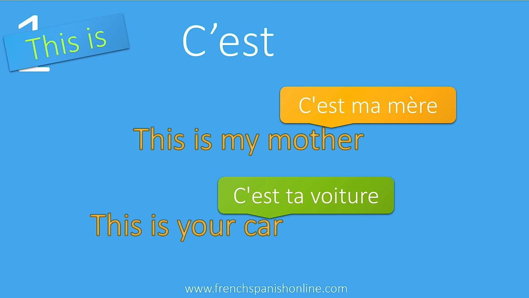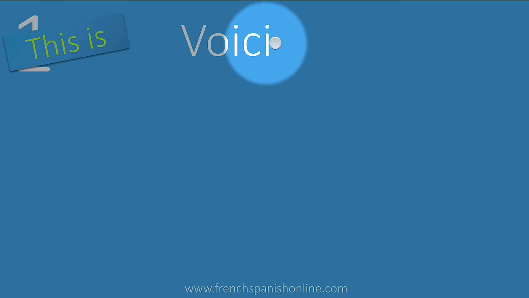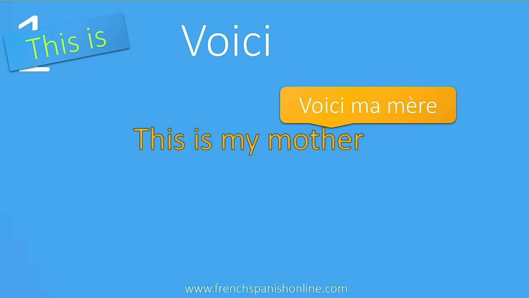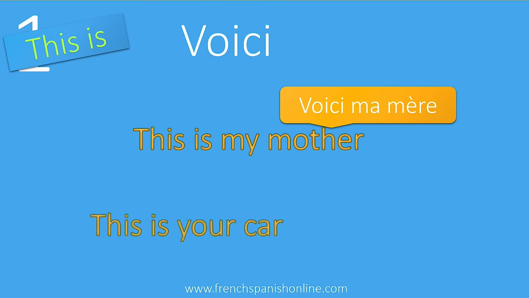So, in this case, we don't use c'est. We use the word voici. Voici instead of c'est. So, the same sentence now. This is my mother, but this time we will say voici ma mère instead of c'est ma mère. Voici ma mère. This is your car, so the same thing. Voici ta voiture. So to introduce things or people, we use voici to translate this is. In other cases, we use c'est.